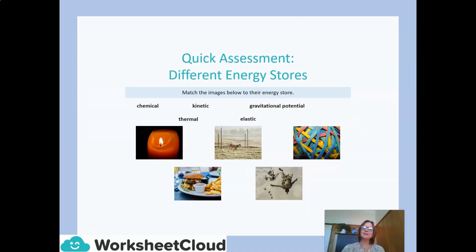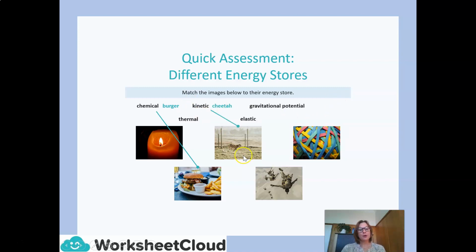Okay, so let's do a quick assessment from different energy stores. So we've got our pictures here, and let's match the images below to their energy store. So I have a candle burning, I have a cheetah running, I have a ball with elastic bands, I have someone jumping out of an aeroplane, parachuting, and I have a delicious burger over here. Okay, so the chemical energy, the chemical store is in the burger. Okay, by eating that, I have chemical potential energy to allow me to do different things.